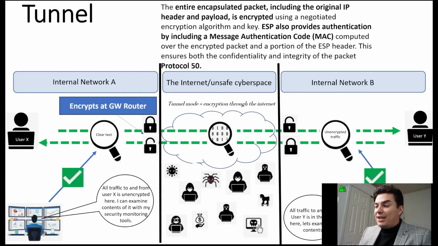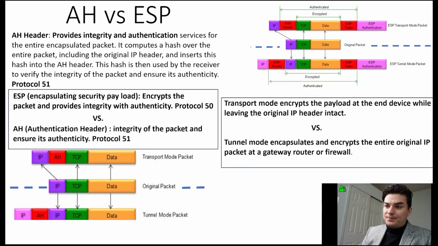But it would let the end user know if any of the information was changed because it provides integrity and authentication. Now, the encapsulating security payload, those are the two I just showed you with the transport and tunnel, because it encrypts the entire packet and it provides integrity with authenticity. You need to know that ESP uses protocol 50 and that authentication header uses protocol 51.